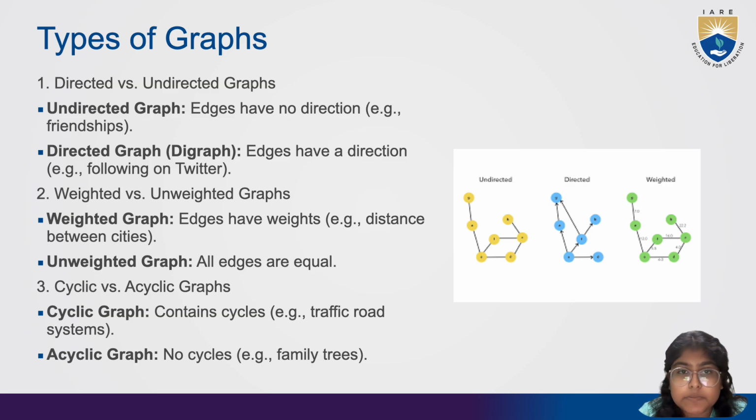Another distinction is between weighted and unweighted graphs. Weighted graphs have numbers on edges representing distances or costs, like Google Maps. Unweighted graphs treat all edges equally. These variations allow graphs to be applied to different real-world applications. As you can see in the picture, they represent undirected, directed, and weighted graphs.